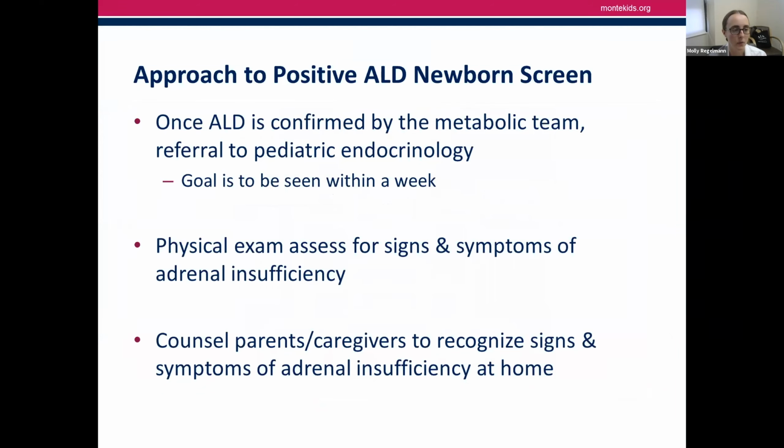And so I worked with the Pediatric Endocrine Society Drug and Therapeutics and Rare Diseases Committee to develop an algorithm that we could use widely and hopefully help us to detect adrenal insufficiency before patients become symptomatic and treat them appropriately. So once a child is diagnosed with ALD and it's been confirmed by the metabolic team, the patients are referred to endocrine clinic, and I make it a goal to see everyone within a week of referral.